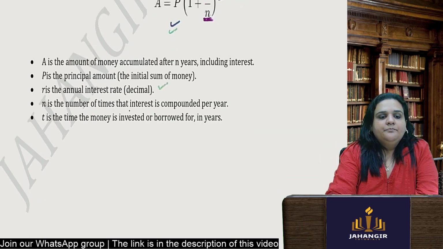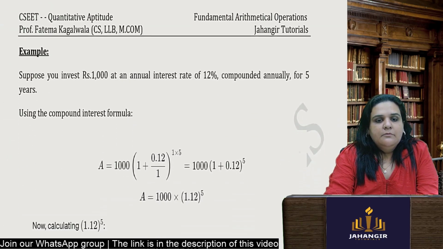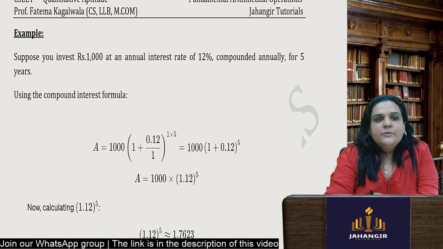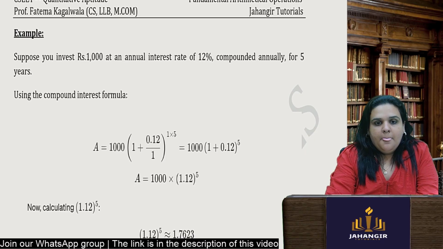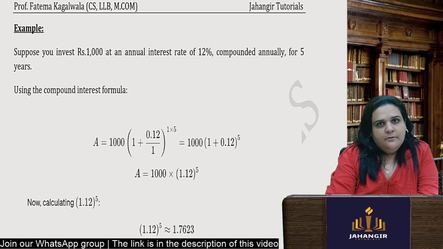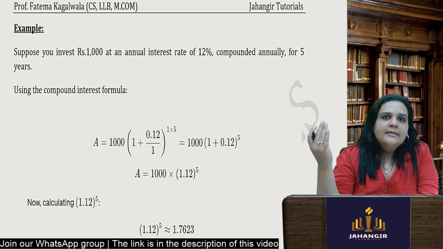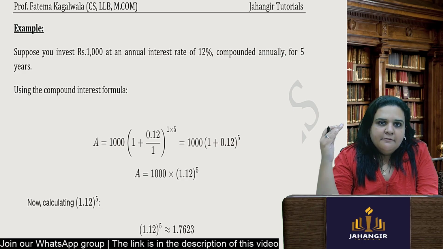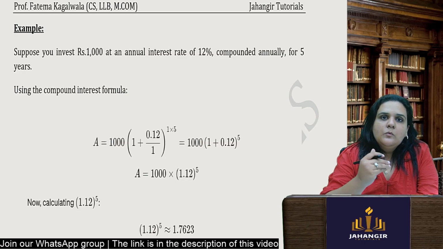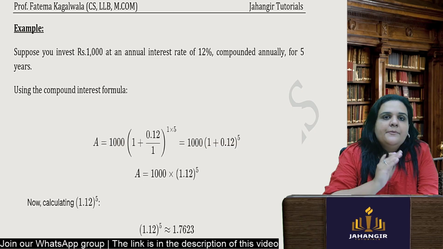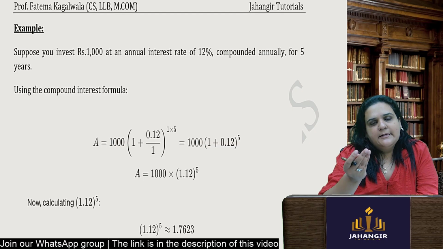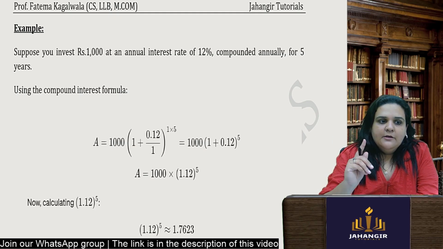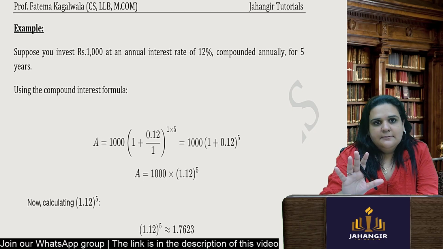So now let's see. Suppose you invest 1000 at an annual interest rate of 12%, compounded annually. Compounded annually means calculated annually. So after 1 year, you are going to get that interest added to the principal. Simple, 1000 into 12%, you are going to get the amount. So that is for 1 year. You have to find this for 5 years.